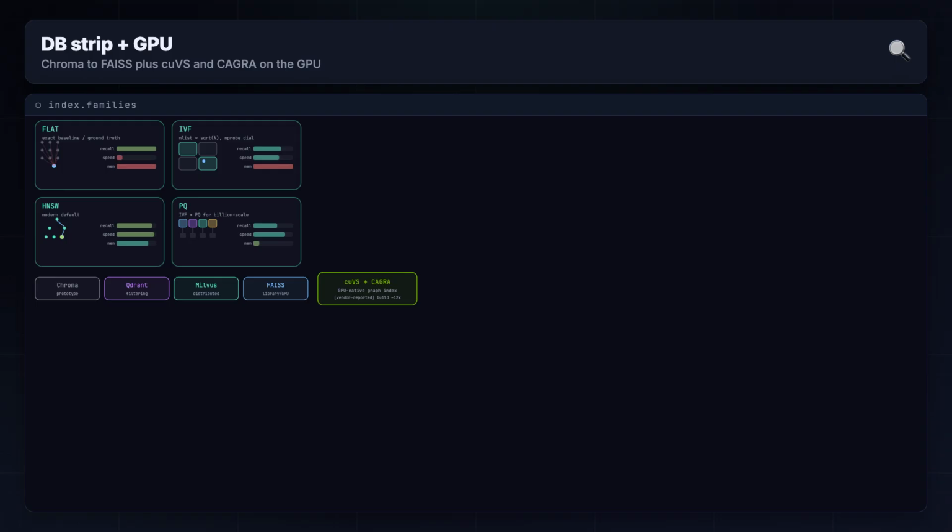The database strip, prototype, reach for Chroma. Single service with good filtering, Qdrant. Massive scale and distributed, Milvus. Library level, embedded in your own code, FAISS. Now the GPU callout lights up green, cuVS plugs into FAISS and Milvus, and CAGRA is the GPU native graph index. The index runs on the GPU, not just the embedder.